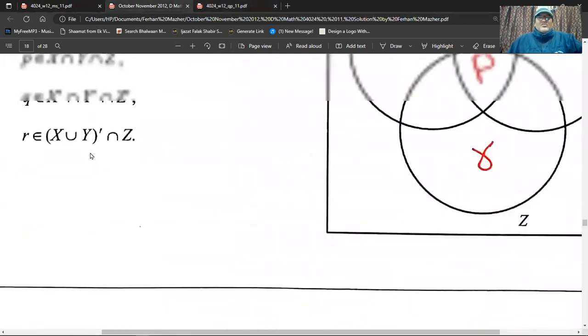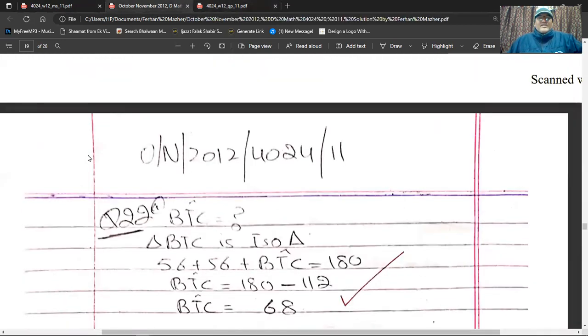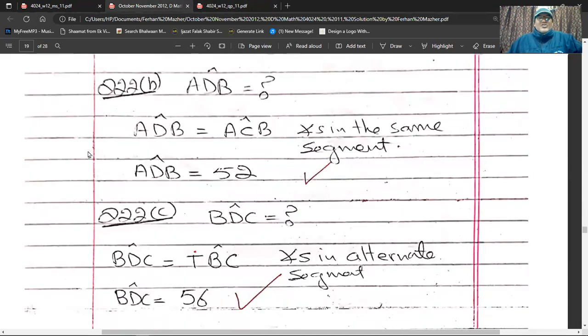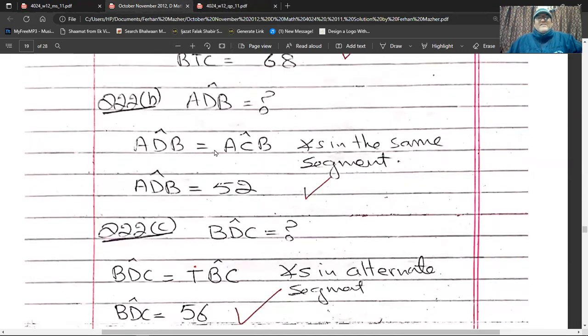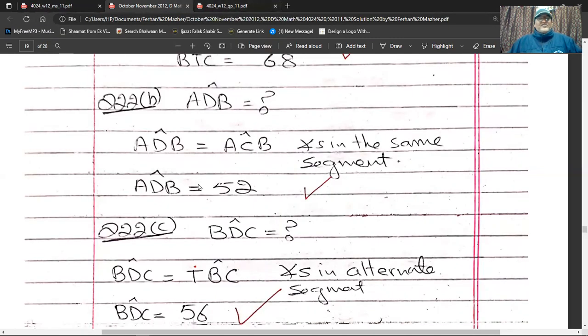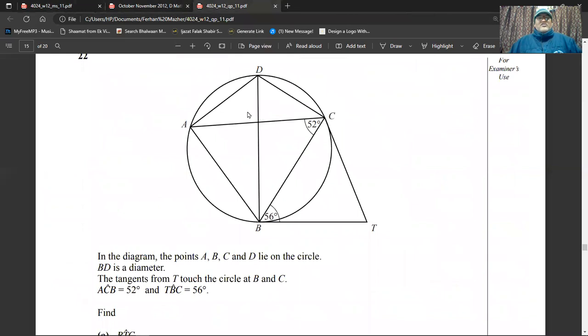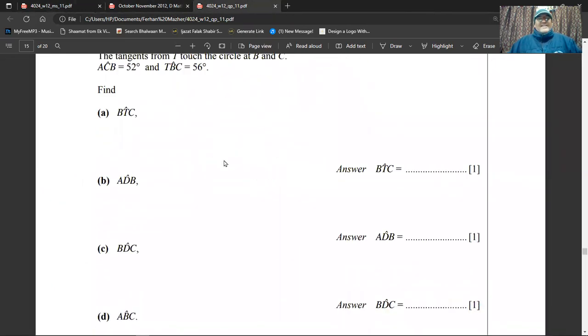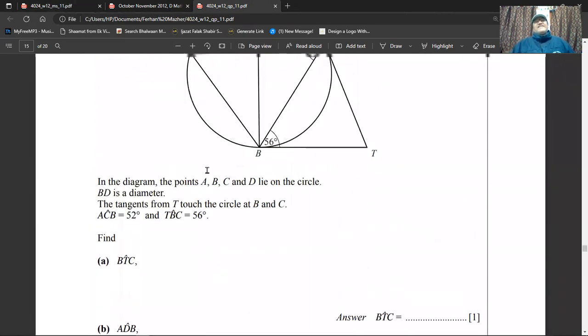So ADB will be equal to ACB because of angles in the same segment. So the ADB will also be 52. And so this angle here is 52. Then their question is to find the BDC.